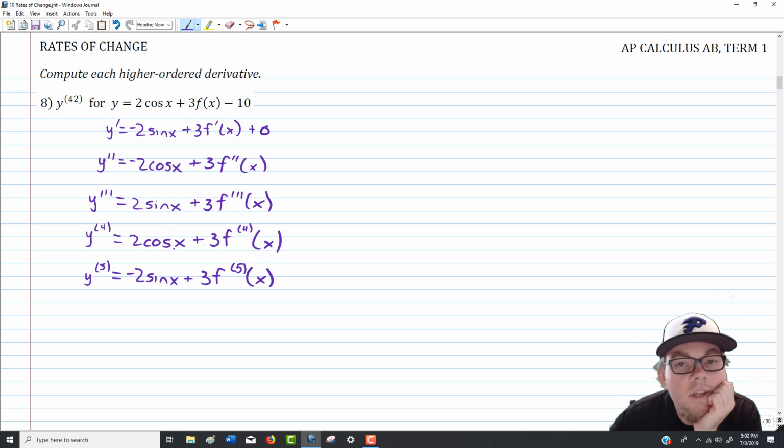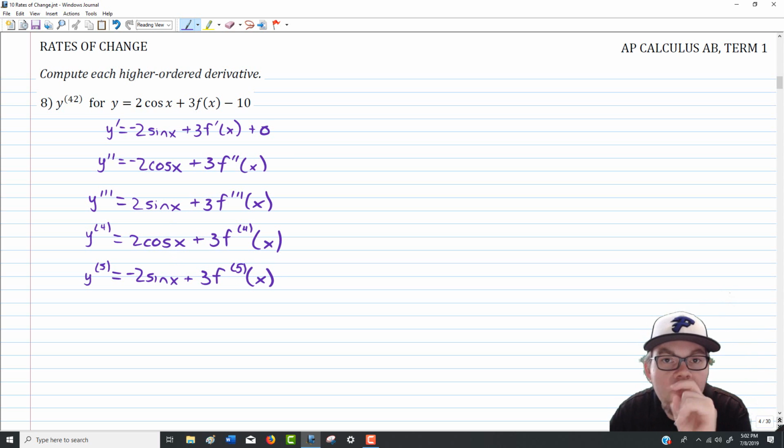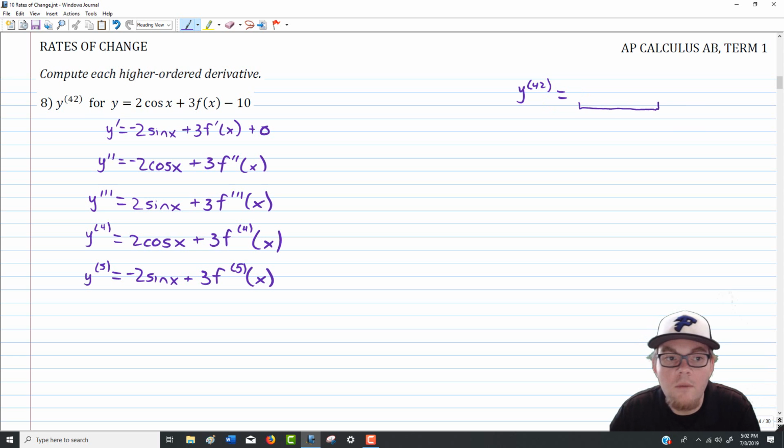The reason I bring this up is I want to point out that the pattern here has 2 different parts. There's like 2 different columns of the pattern. So if we want to eventually figure out the 42nd derivative of this function, we're going to have to deal with what happens with the cosine term. But then the second part's going to be easy. The second derivative of y gave us 3 times the second derivative of f. Y triple prime, 3f triple prime. Fourth derivative, 3 times the fourth derivative of f. So I feel confident that this second term here is going to be 3 times the 42nd derivative of f of x.